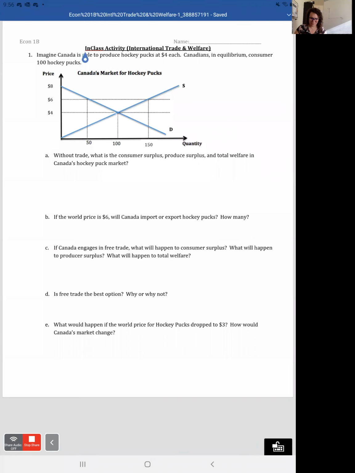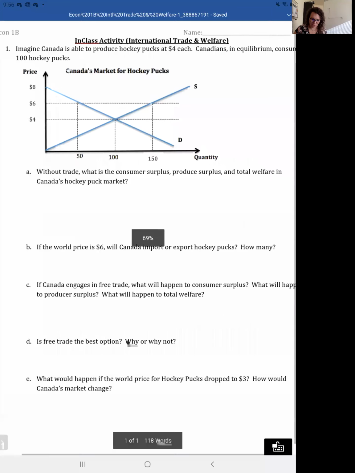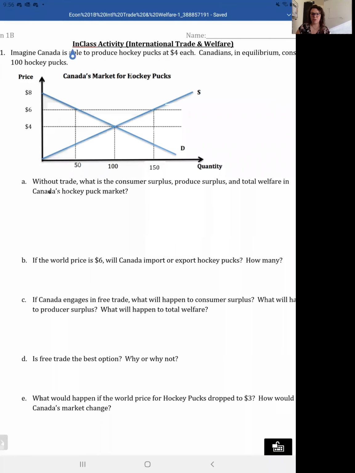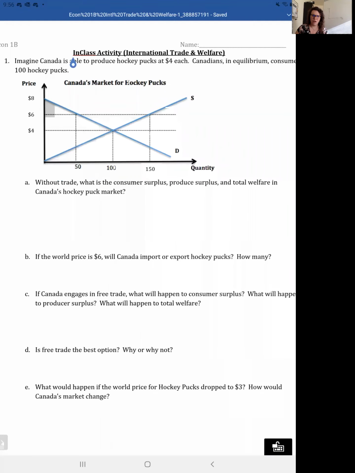Yay, perfect. Okay, so here's the participation activity, right? We've got Canada is able to produce hockey pucks at $4 each. Canadians in equilibrium consume 100 hockey pucks. So the first question is, without trade, what is the consumer surplus, producer surplus, and total welfare for Canada's hockey puck market? And this should be pretty straightforward, right?